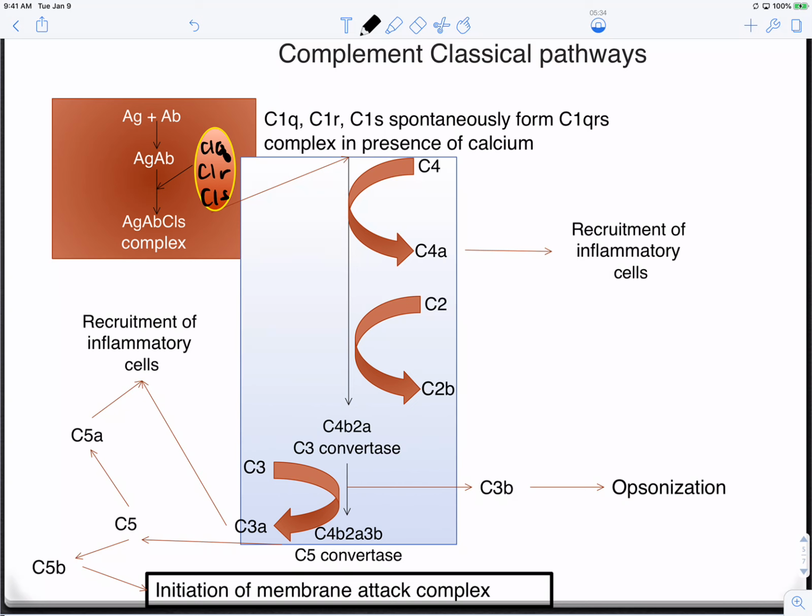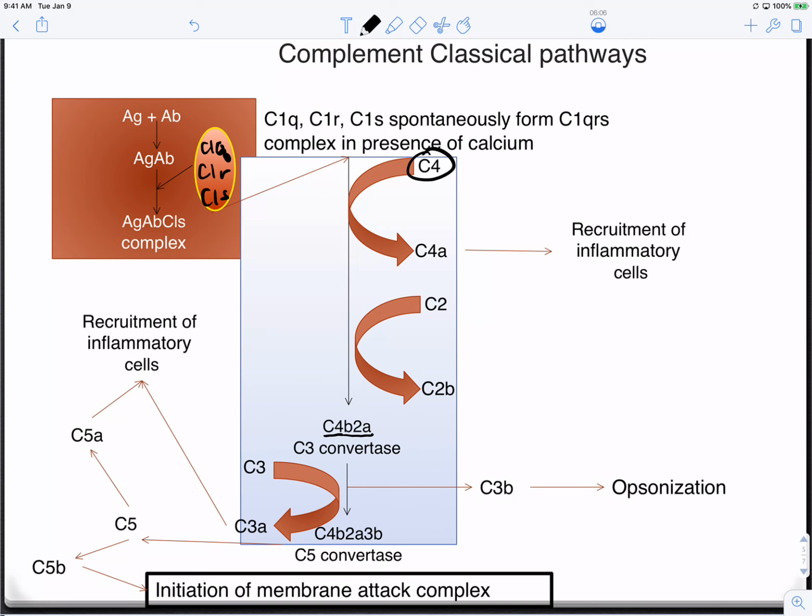Once the C1q is activated, it will cleave C4 into C4a and C4b. C4b does not have an effector function, but it does have an enzymatic function. Complement factor 1 will also cleave C2 into C2a and C2b. C2a and C4b form an enzyme that can then cleave C3 into C3a and C3b.